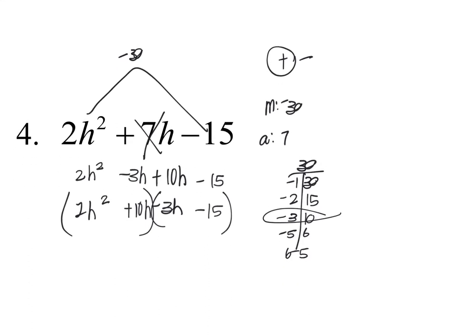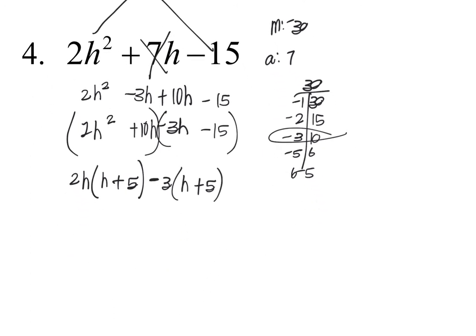2h squared and 10h have a 2 in common and an h, and if you factor out a 2h, you would be left with h plus 5. Okay, negative 3h minus 15. I do know that I want to take out a negative since the leading coefficient is negative. 3 and 15 also have a 3 in common. So you would be left with h plus 5. So now we're left with h plus 5 for both parts. And if you took that out, you would literally be left with, like if you scratched it out, 2h minus 3.